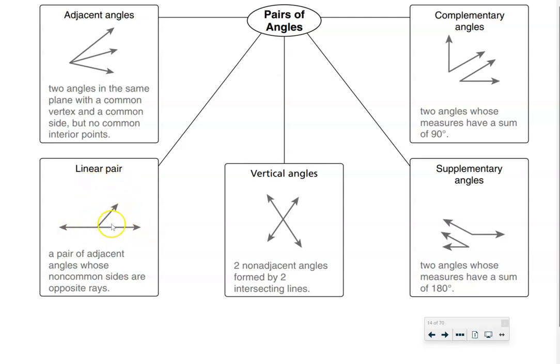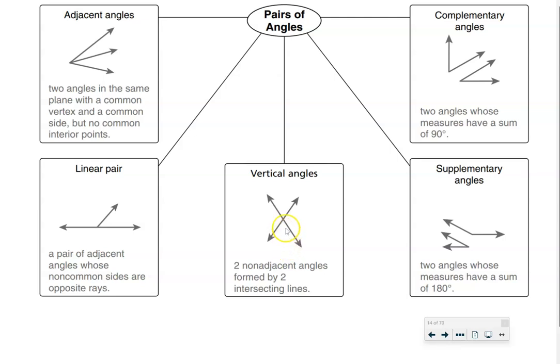Okay. All right. Vertical angles. Two non-adjacent angles. So we're talking about angles that are not adjacent, not like these up here. Okay. Formed by two intersecting lines. So here's an angle. I'm talking about this top angle here. And this angle and this bottom angle are vertical. Right. All right. And they're right across from each other. They usually form an X. Okay.